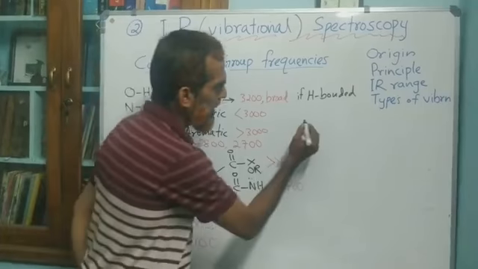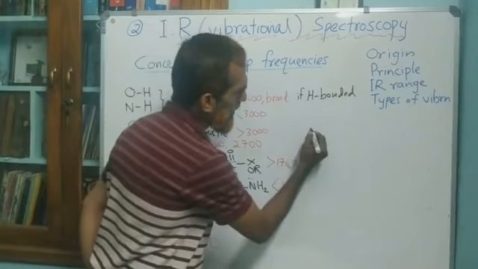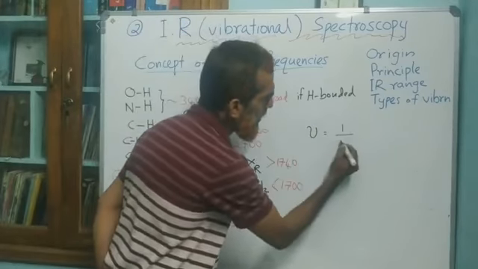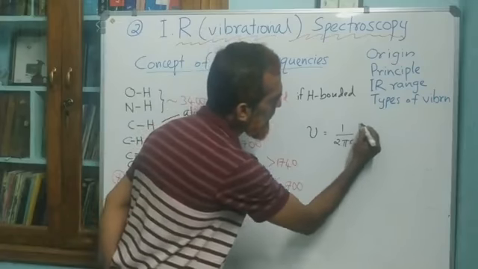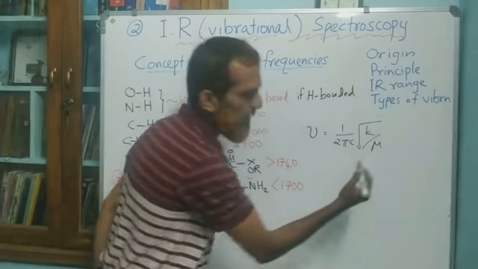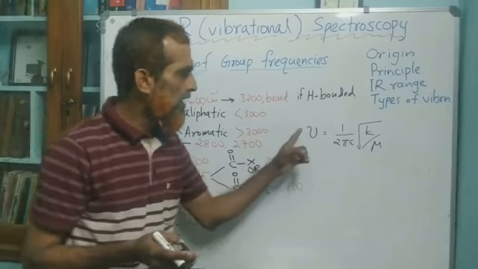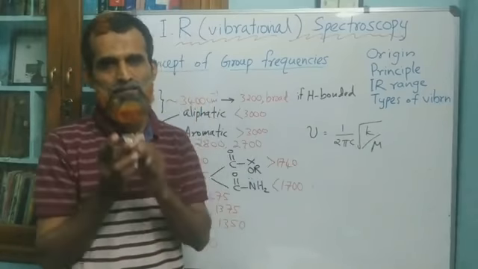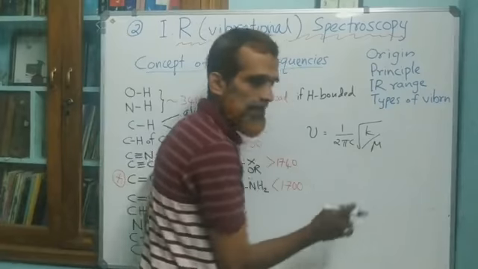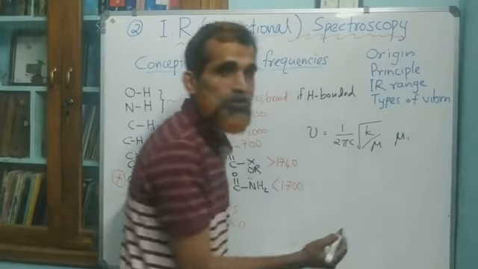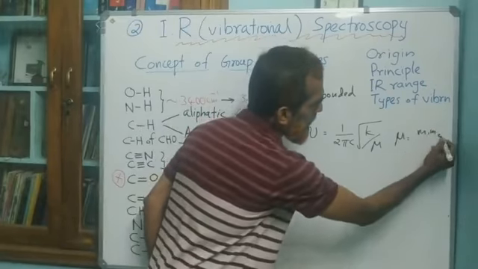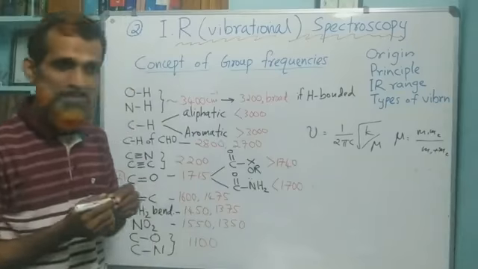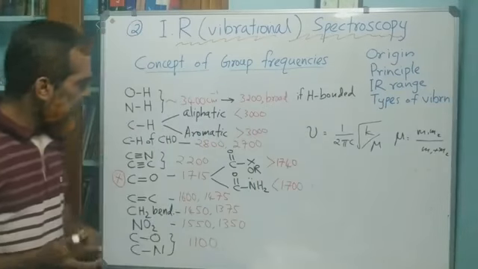One point to be noted: in the theoretical discussion, the IR frequency absorbed by a molecule for the transition is given by the equation 1 by 2 pi c root of k by mu. So the IR frequency absorbed depends on k. What is k? Force constant, right? That comes in the theoretical discussion. Mu is called the reduced mass, which is m1 m2 by m1 plus m2. You go back to your fifth semester portion for a detailed understanding of this. Anyway, let's see the values.